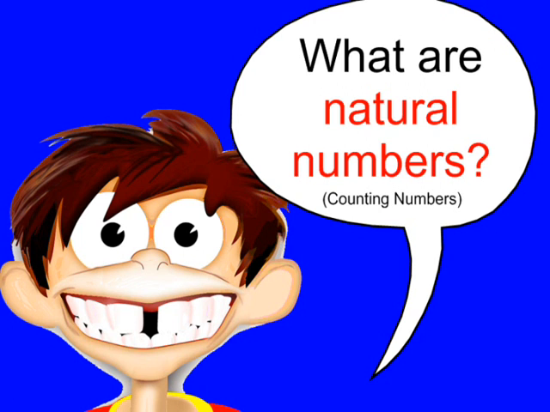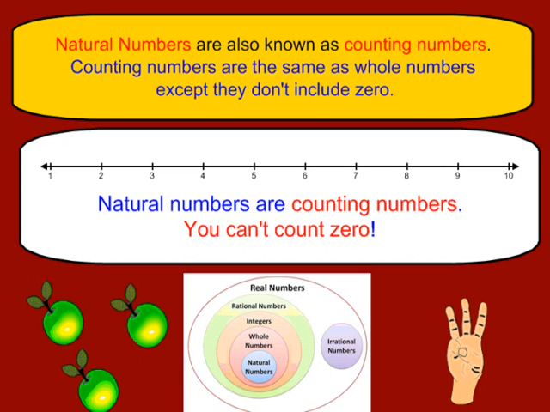So let's start with natural numbers, also known as counting numbers. Natural numbers are whole numbers, and they're positive, and they start with the number 1. Now, if you think about it, when you're counting things, if you were counting these apples, for example, down here, you would start counting by 1, 2, 3. You wouldn't start with the number 0 when you were counting. 0 is not a natural number or a counting number.